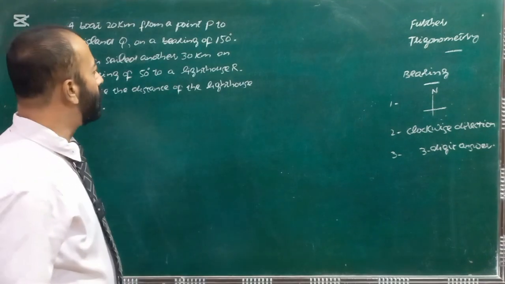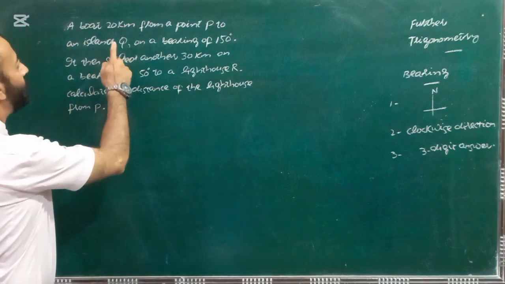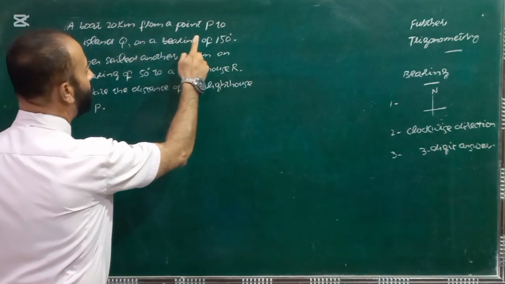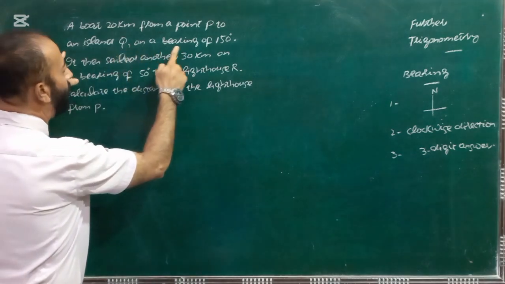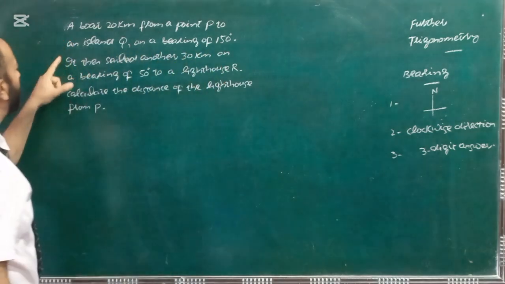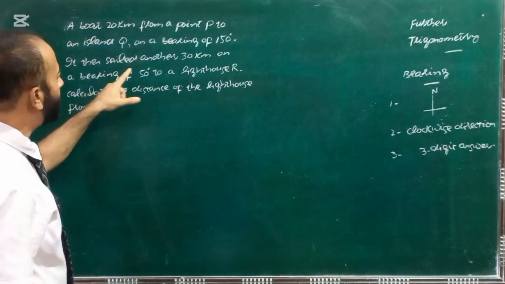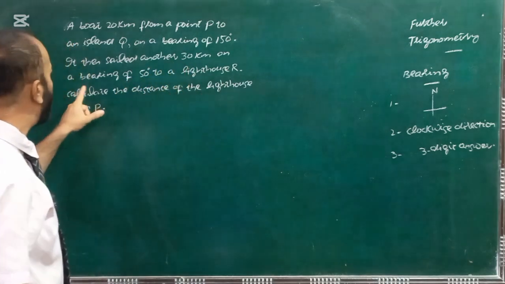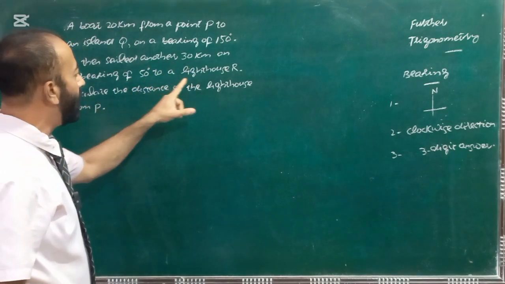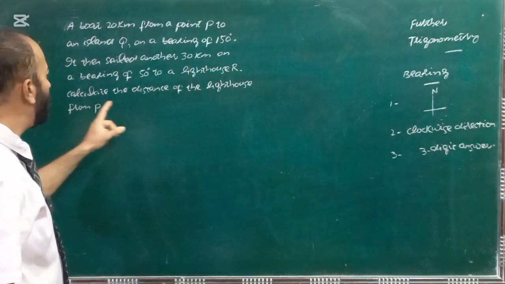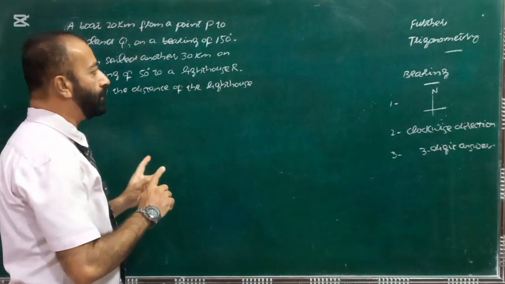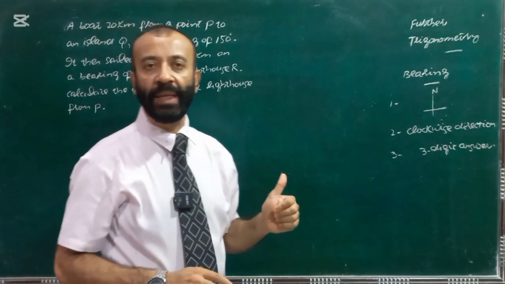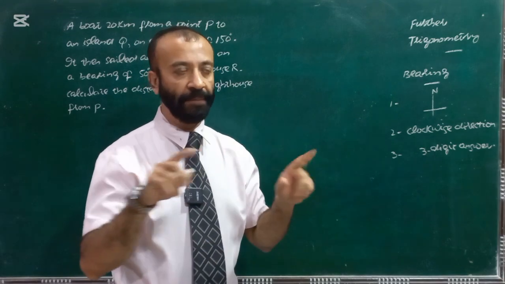Here is another question. A boat sailed 20 kilometers from a point P to an island Q on a bearing of 150 degrees. It then sailed another 30 kilometers on a bearing of 50 degrees to a lighthouse R. Calculate the distance of the lighthouse from P. So the thing which is tough in the questions of bearing is to draw the figure.